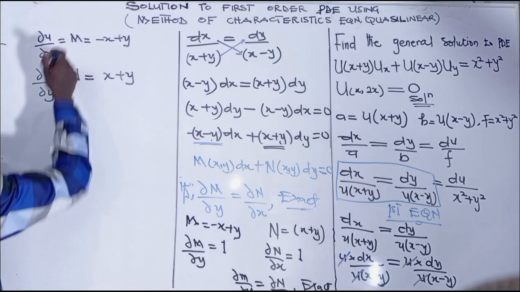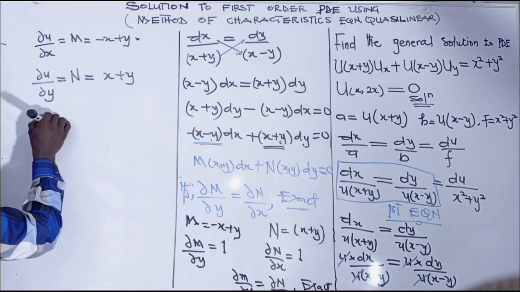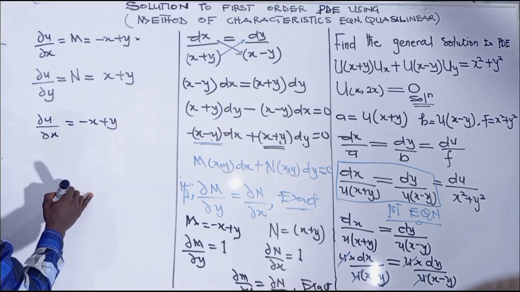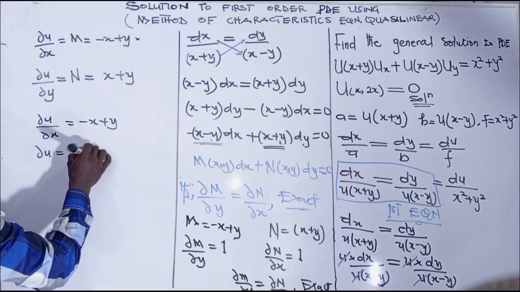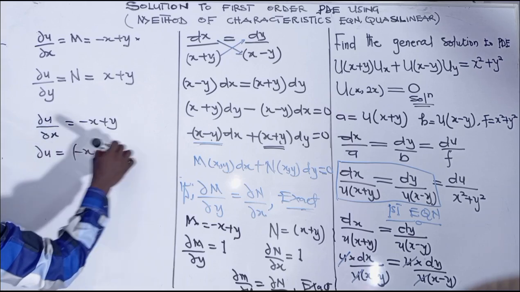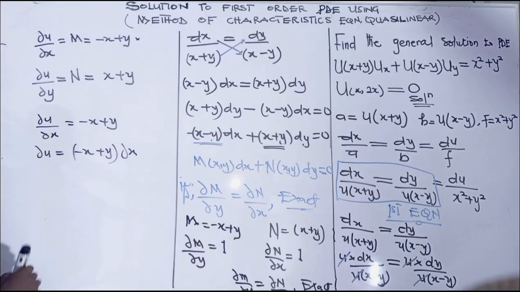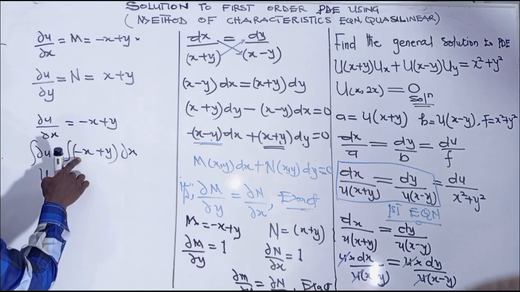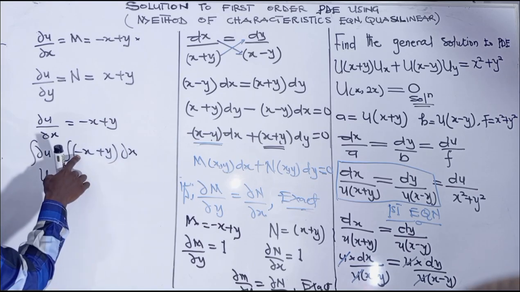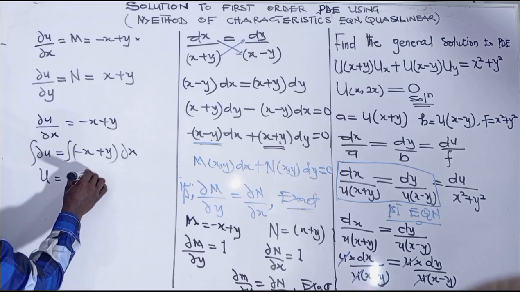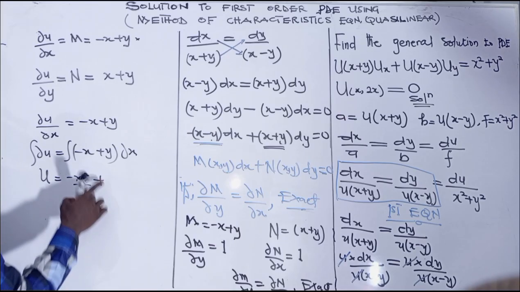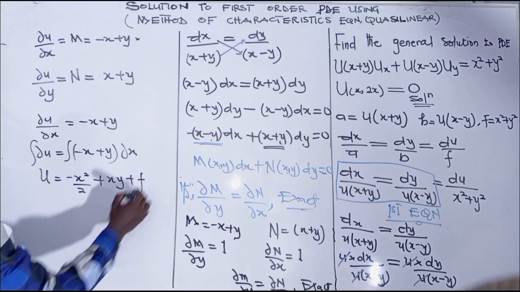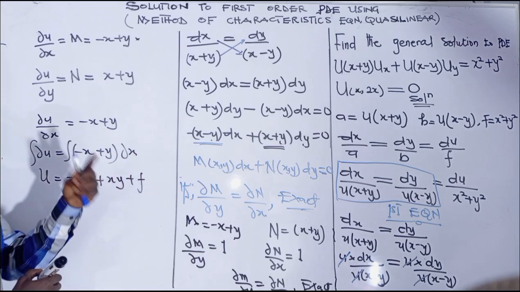So from here, let's start with this one first. We have del u del x is equal to minus x plus y. We can say that del u is equal to minus x plus y del x. We just cross multiply. So from here, when we integrate both sides, we are going to have u is equal to, we are integrating what is in the bracket here with respect to x. When we integrate x with respect to x, we get x squared all over 2, and then plus, we are integrating y with respect to x. That gives us xy, plus a function of y, since we are integrating with respect to x, any function of y becomes a constant.